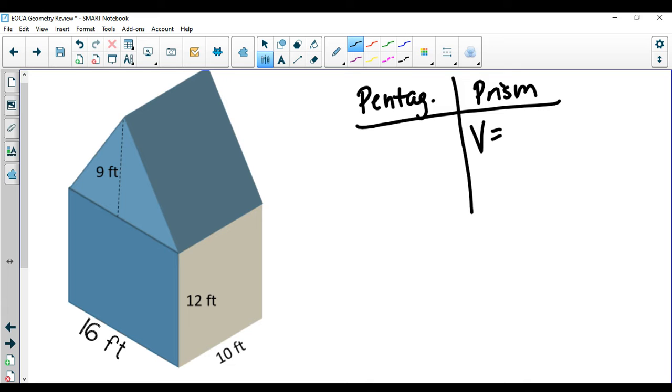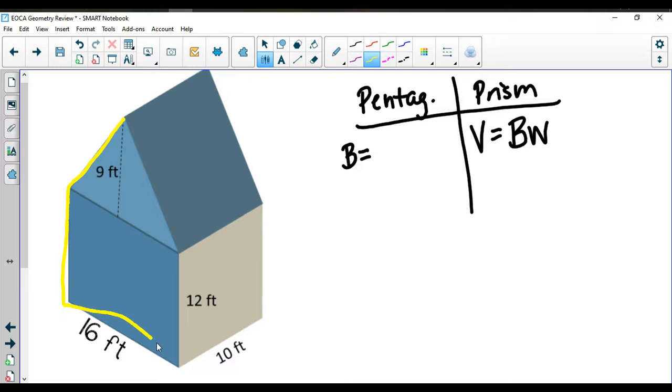So when we look at any prism other than the rectangular prism, we're using the formula V equals BW. B represents the area of your base. I'm going to go ahead and have you take a second here to calculate what is the area of this base of our pentagon. So the pentagon is going right here. So you're going to have to find the rectangle as well as the triangle and add those two together then to calculate the area of the base.